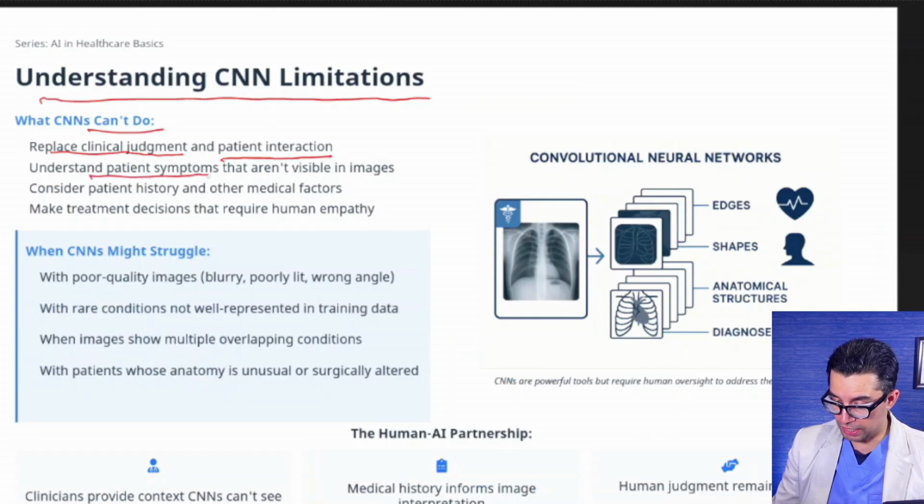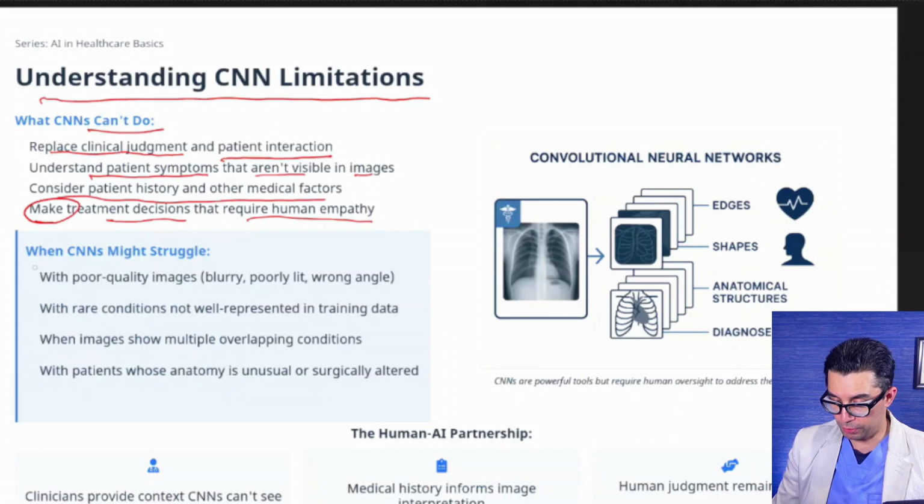Understanding patient symptoms that aren't visible in images. So the intuition that comes with an experienced human. And right now, there are tools being developed. However, it's difficult for them right now, in most situations, to consider patient history and other medical factors, although this is definitely being worked on. And again, the most important point would be making treatment decisions that require human empathy. So, of course, human in the loop will always be a part of the picture.